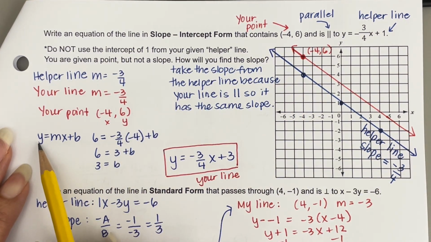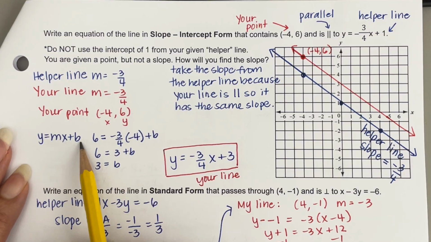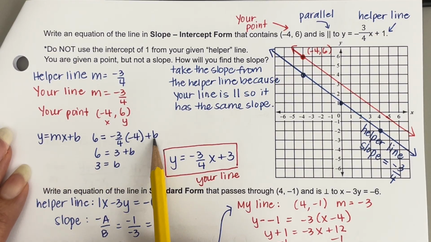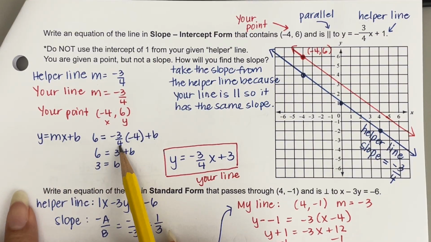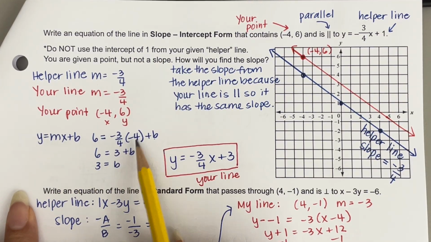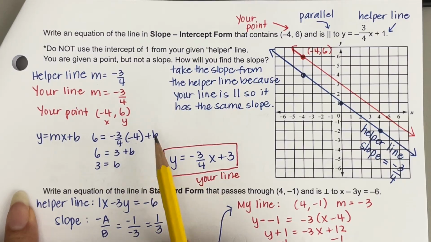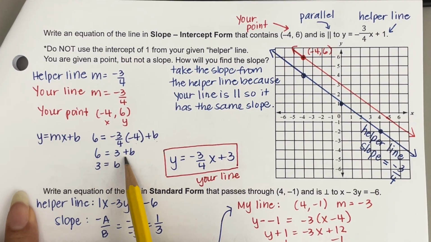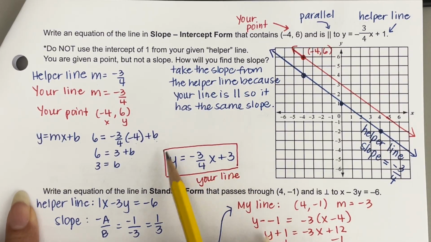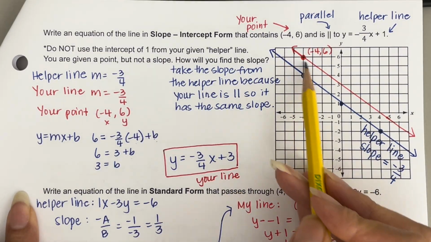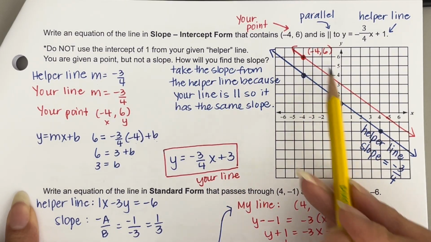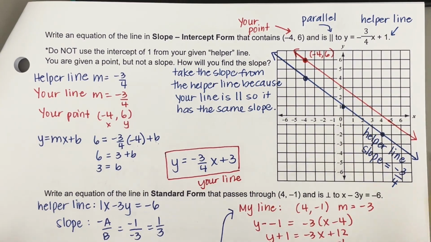So now I'm going to use y equals mx plus b and solve for b. Y is 6, m is negative 3/4, x is negative 4, and I'm solving for b. So I get 6 equals 3 plus b, so b must be 3. So this is the equation of your line. Y equals negative 3/4 x plus 3. And if I graph that red line, I see that it goes through my point and it is parallel to the helper line.